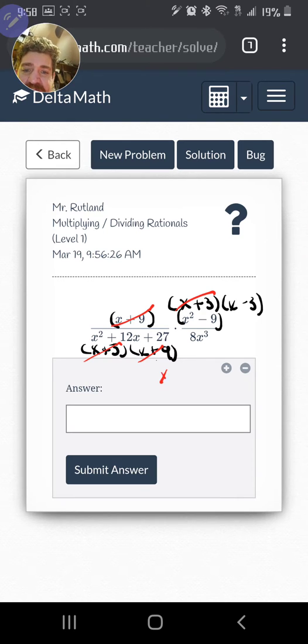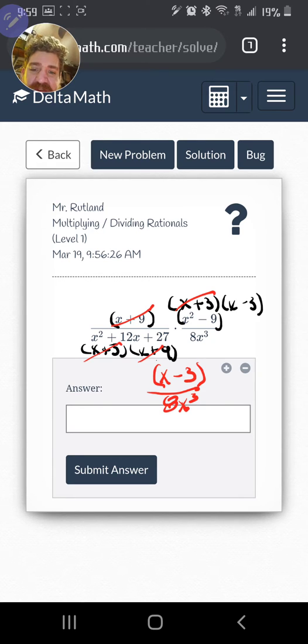So we have x minus 3 at the top. We have 8x cubed at the bottom. Okay, and that's all that reduces. You can't divide out any x's because you don't have any factors of x in the top. All you have is an x minus 3. So nothing else divides out.